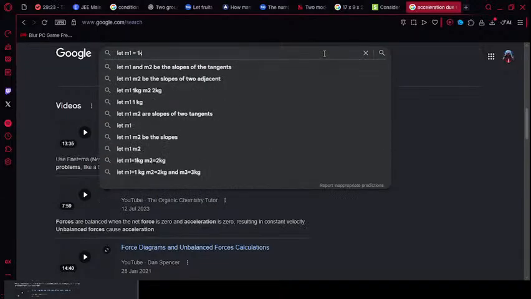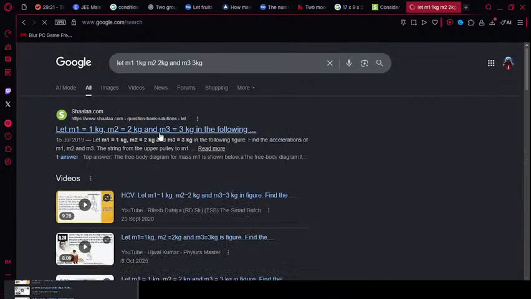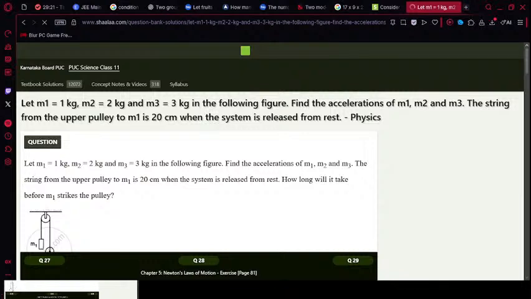M1 is equal to 1 kg. M2 is equal to... I made so many mistakes.